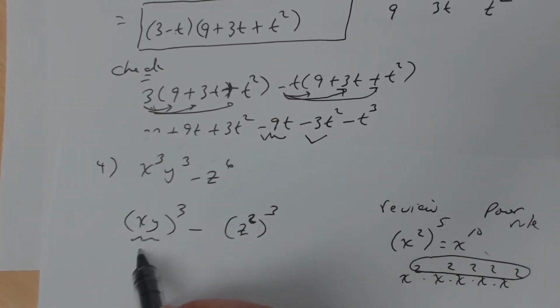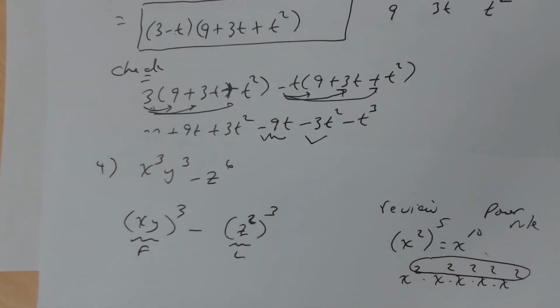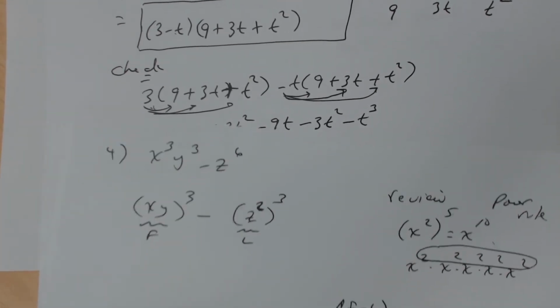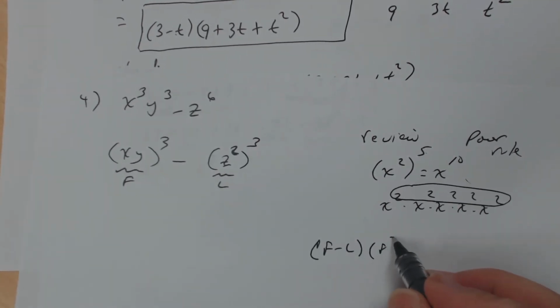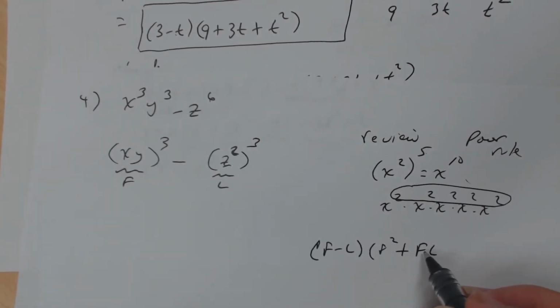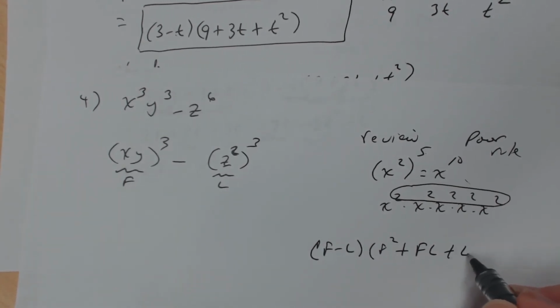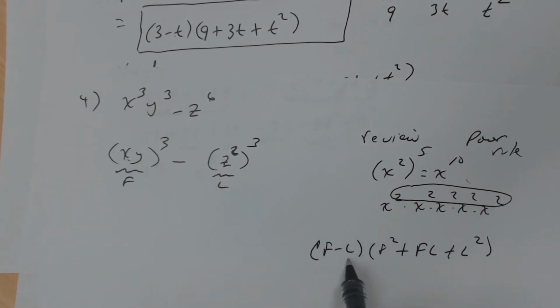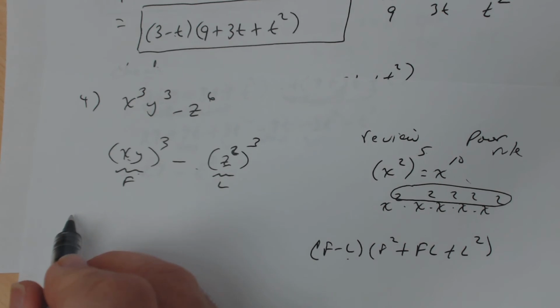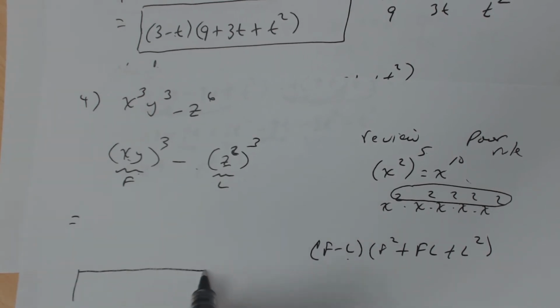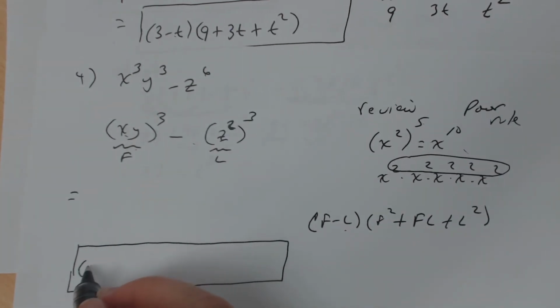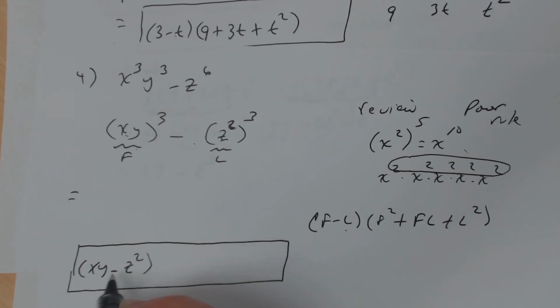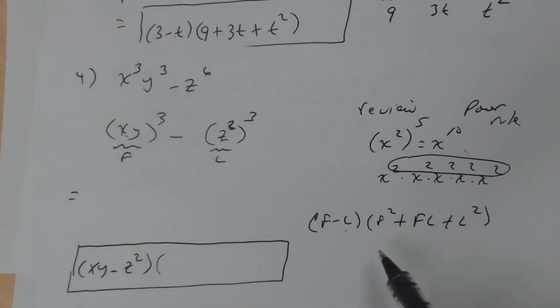All right, so this is my F, this is my L, and so I just use the formula. So remember, it's F minus L right here, times F squared plus FL, the product of F and L, and then plus L squared. Okay, so I'm going to get xy, F minus L, so xy minus z squared. So that's going to be the answer right here. So my binomial will be xy minus z squared. So there's my binomial.